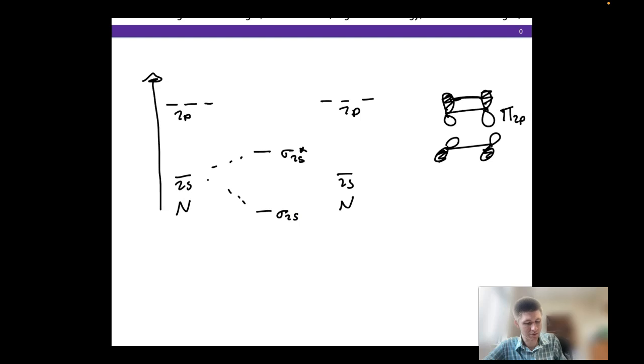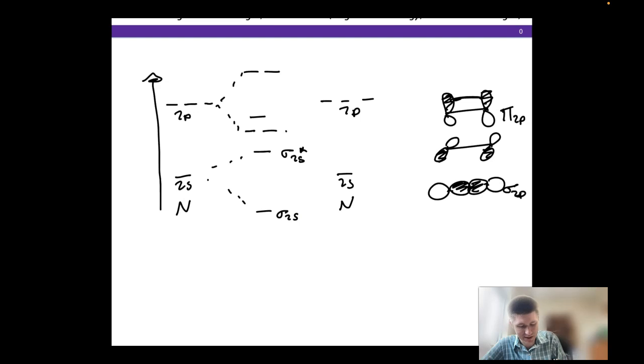So these 2 are going to be pi 2p orbitals, and then the third one is this orbital, where we do have a sigma 2p orbital. So again, since there's 3 2p orbitals, that's why we get these 3 bonding and antibonding combinations. Remember, anytime we get bonding, we get antibonding. So there's 2 pi 2p orbitals, a sigma 2p orbital, 2 pi star 2p orbitals, and then way up high in energy, a sigma star 2p orbital.